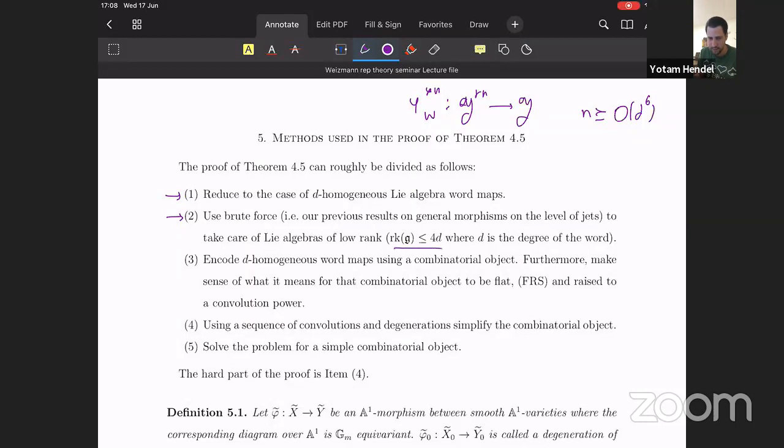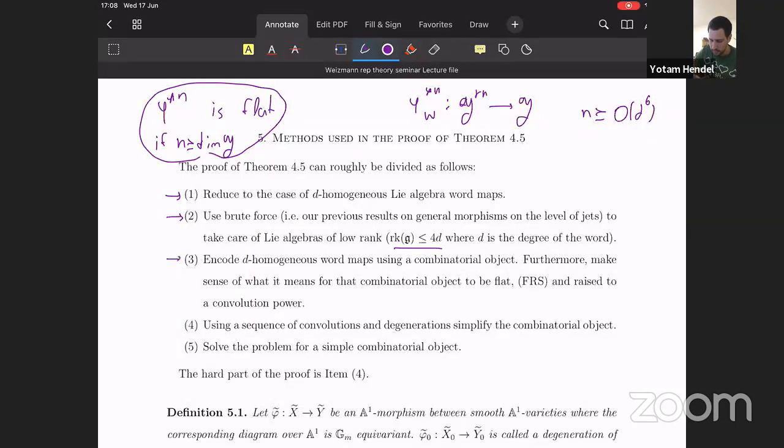So if the rank of G is at most 4D, where D again is the degree, then we use this result of phi n convolutions is flat if n is larger than the dimension of G, so we use this result, but on the level of jets. This allows us to take care of Lie algebras of low rank.